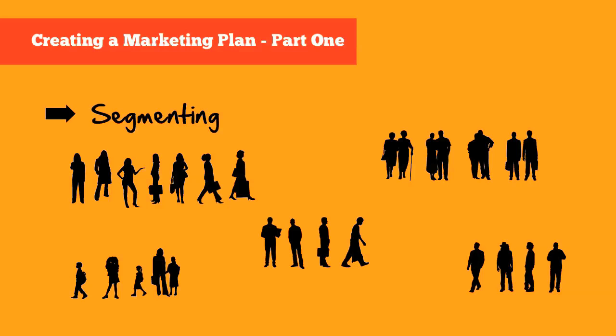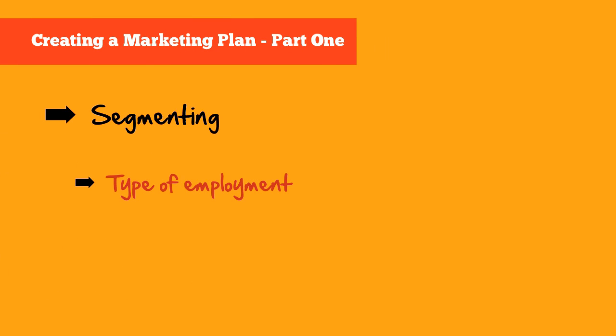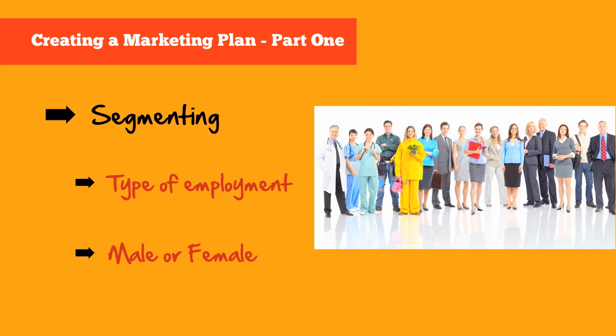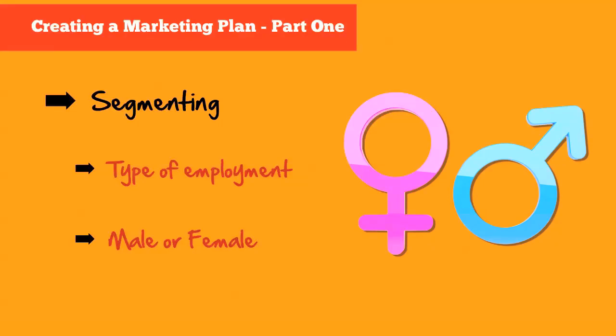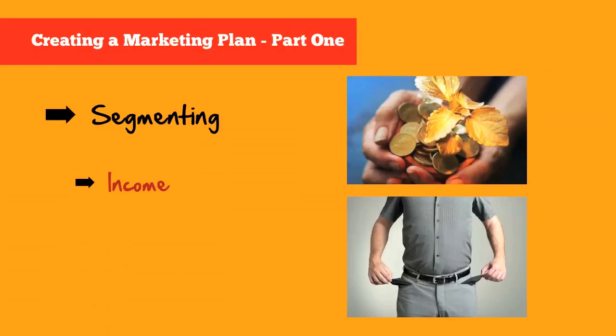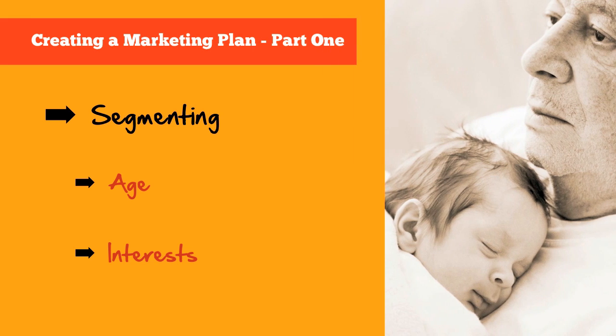Your target market can be broken down into subsections by using some key questions, such as: type of employment, what type of work do they do? Male or female, does your product or service strongly appeal to one more than the other, or is it equally divided between the two? Income, will your business draw people from lower, medium, or higher income brackets? Age, will your products or services be more interesting to older or younger people?